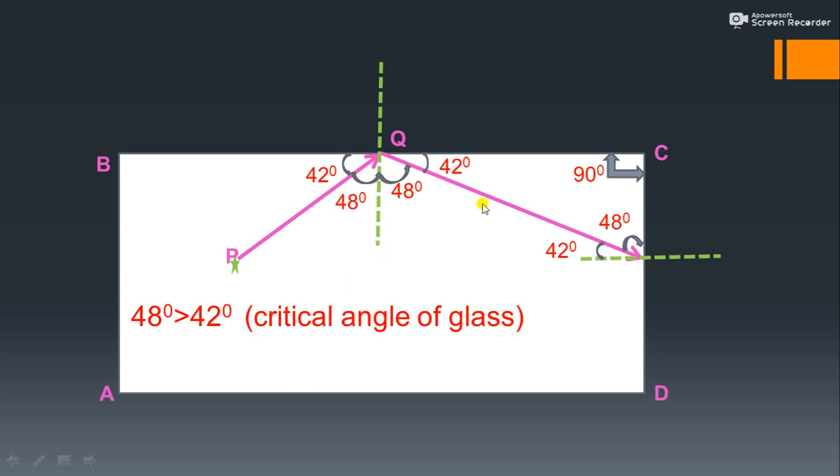That means here the light ray is incident, making an angle of 42 degree, that is a critical angle. If the light ray is incident at a critical angle, it means the refracted ray we will get coinciding with the surface of separation. Here the surface of separation is CD, and it emerges out like this, making an angle of 90 degree with the normal.